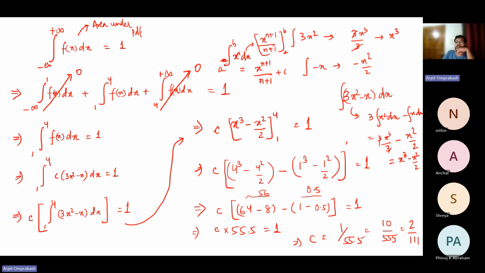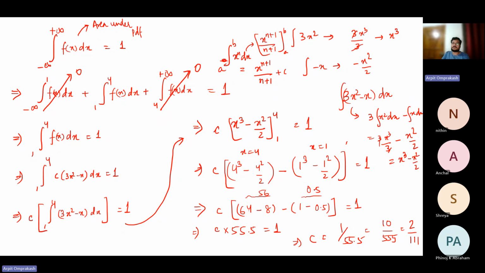Doing this integration, we get x cubed minus x squared by 2 in the limits of 4 to 1. Here I have substituted x equal to 4, and here I have substituted x equal to 1. We take the value of this and subtract the value of this. This is our integration, and the rest of it is calculation.